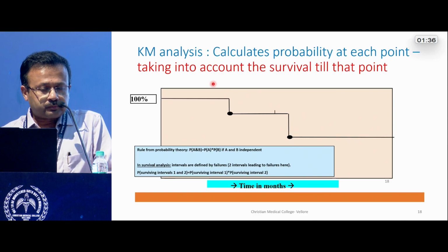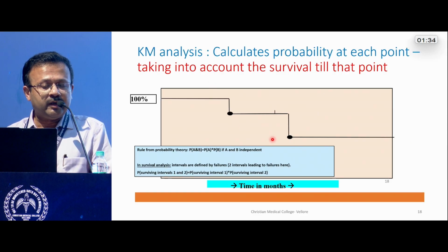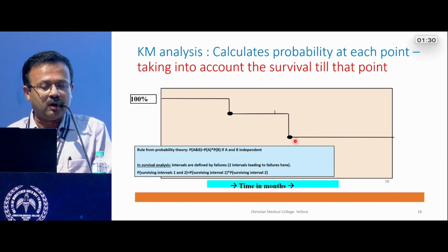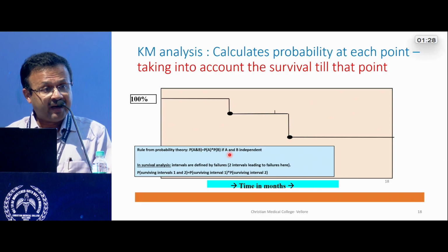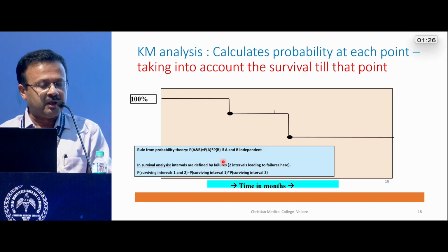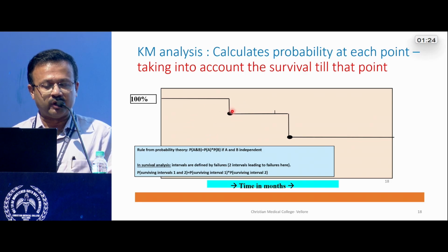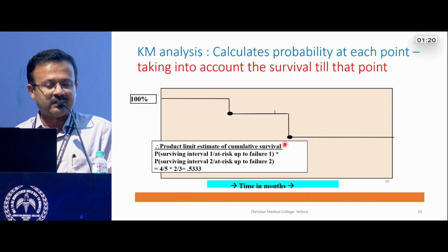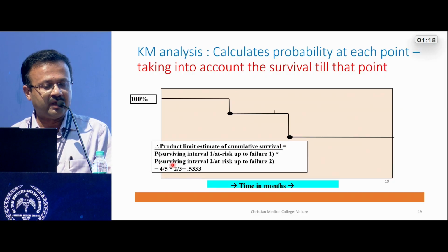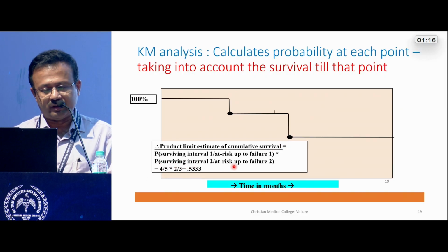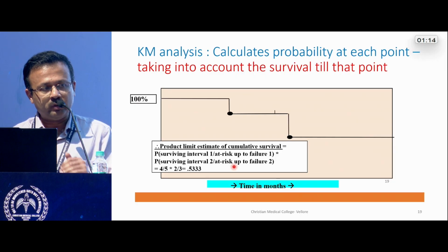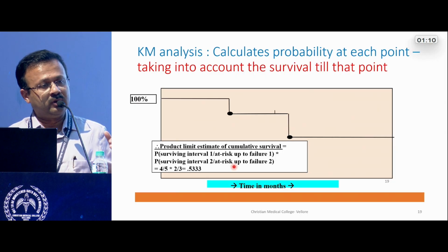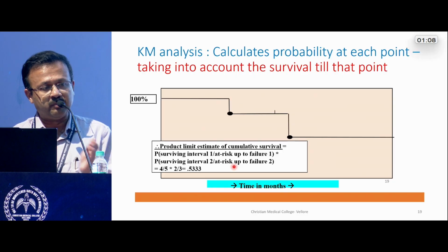So what is the probability of survival, which is a cumulative survival probability at point A and B? It is a multiplication of the probability at point A and the probability at point B. So the overall survival will look like 4 by 5 into 2 by 3. So it's always a step down. It is a unidirectional curve, and it takes into account the previous survival and builds on that data.